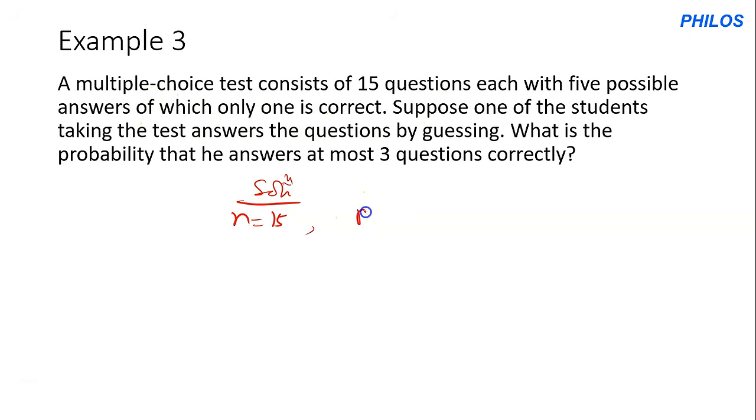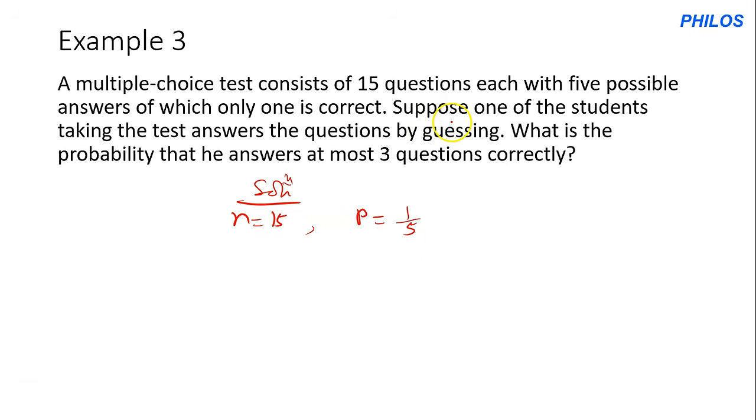So it means that the probability of getting one correct should be 1 over 5, because you have 5 possible answers and only one is correct. If it contained 4 possible answers, then the probability of getting one correct would be 1 over 4. But this has 5 possible answers, so the probability should be 1 over 5. So we know our n and we know our p.